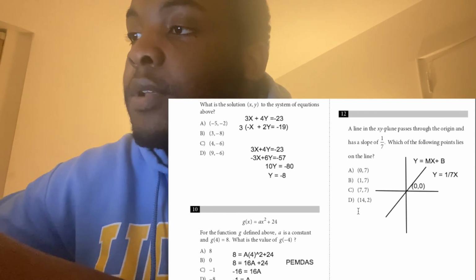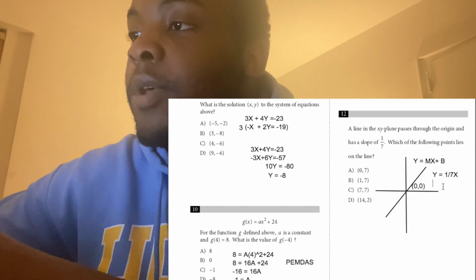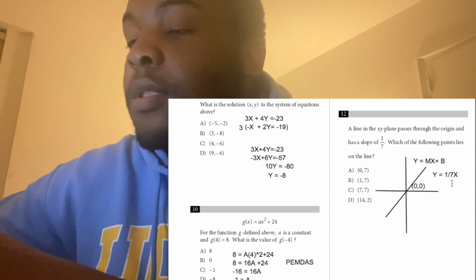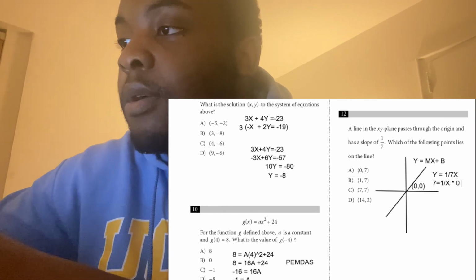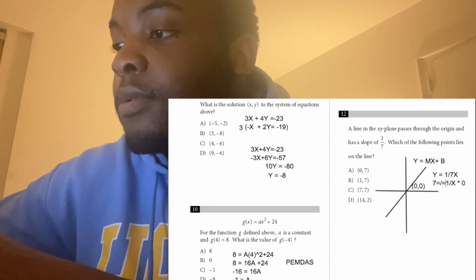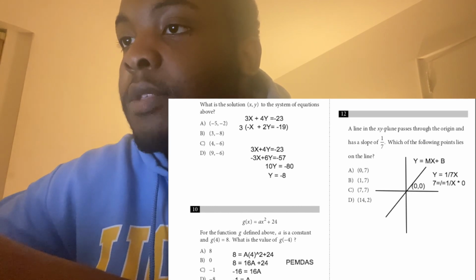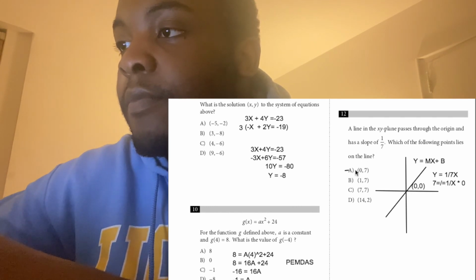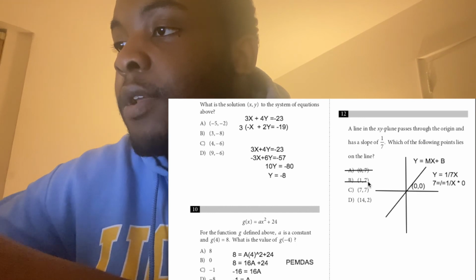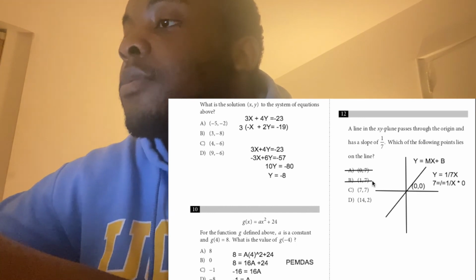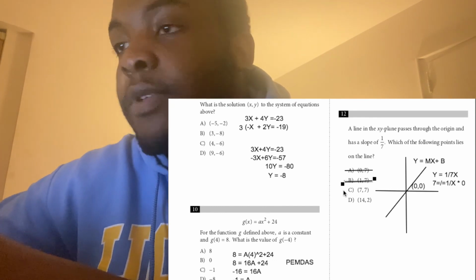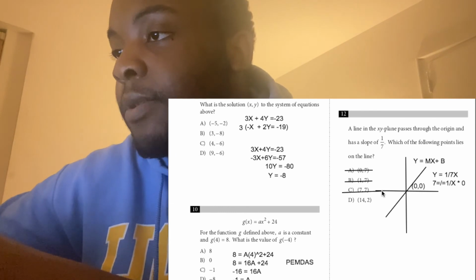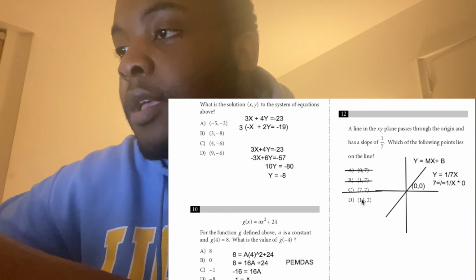And then all you have to do is plug in each one to see what happens. If we plug in 0 for x, we can plug in x and y. Does 7 equal 1 out of 7 times 0? No, it doesn't equal that. So we can cancel it out. How about 1 out of 7? No, because 7 does not equal 1 out of 7 times 1. 1 out of 7 times 1 is 1 out of 7. And 7 does not equal 1 out of 7 times 7. So it has to automatically be D.